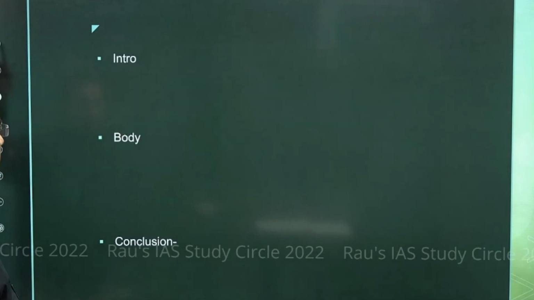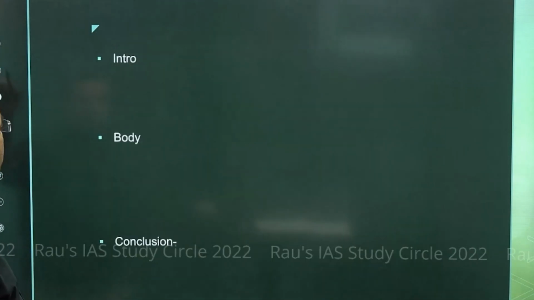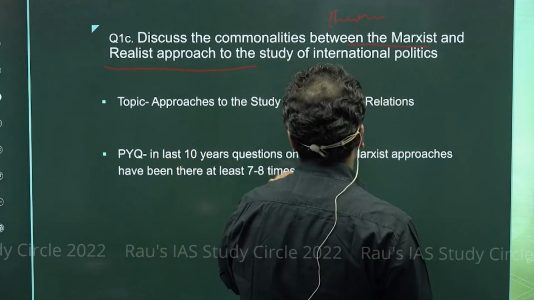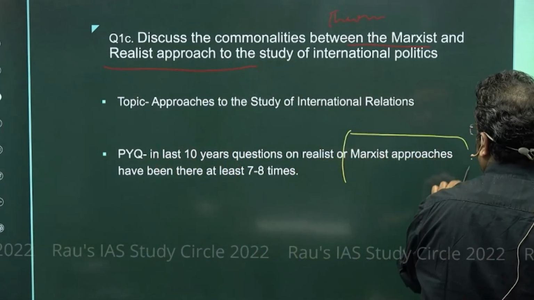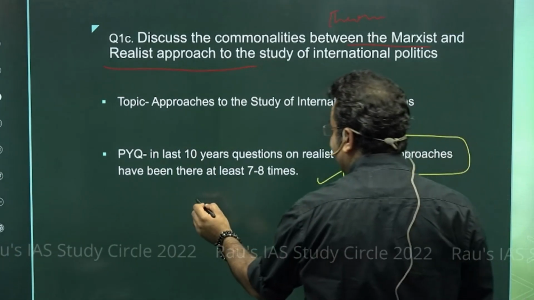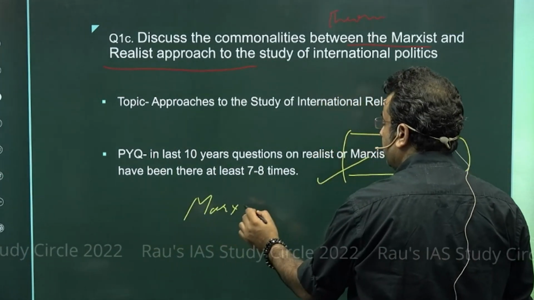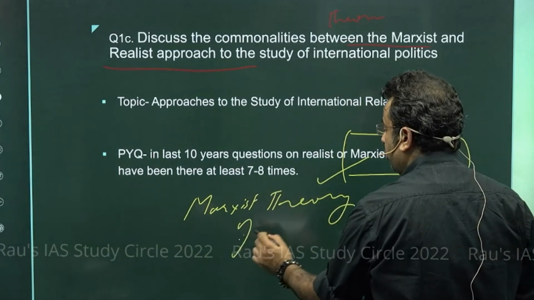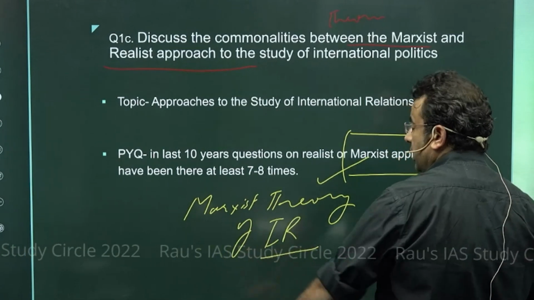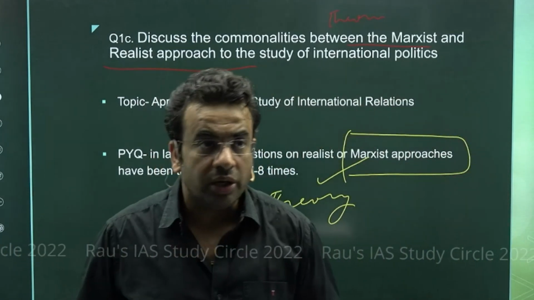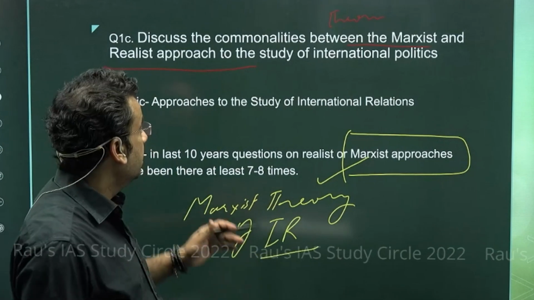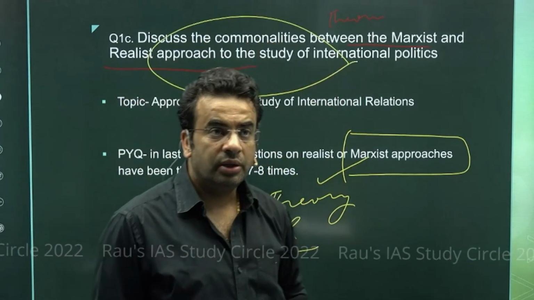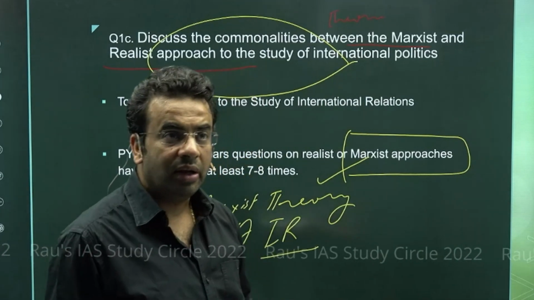Marxist approach. They have asked a lot. As such, there is no Marxist theory of IR. Marx has not given any theory on international politics. Okay, it is the Marxist approach to study IR. What UPSC has asked. Okay.